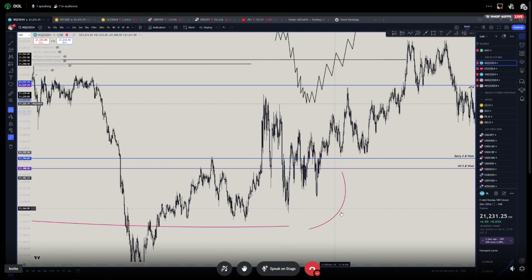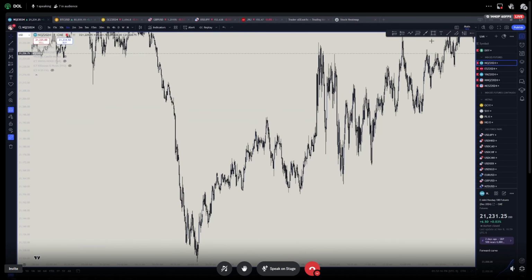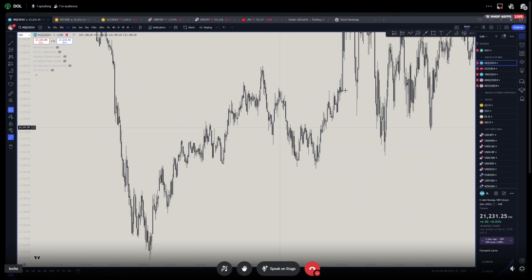We can also see this in the electronic trading hours chart here. What did we see here? I'm just going to get rid of all this, it's not even important. We have relative smooth, relative equal lows right here, right?